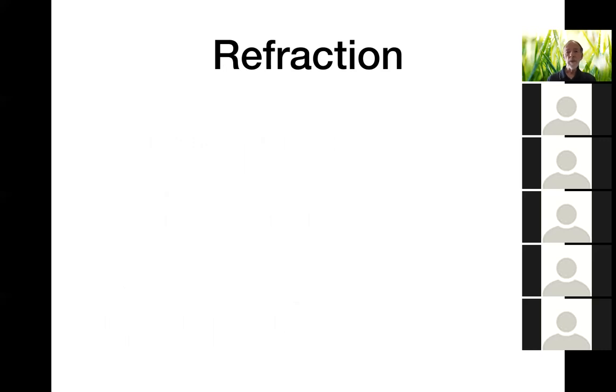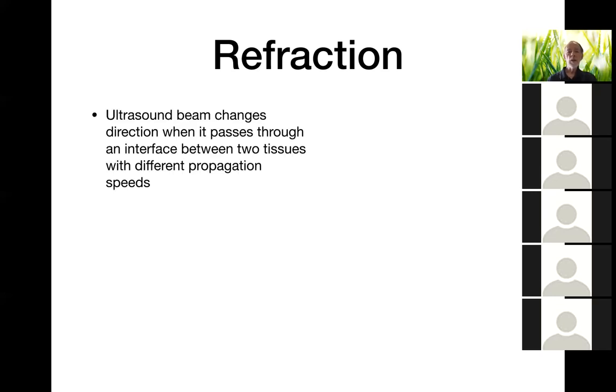So one last form of interaction between tissue and ultrasound is refraction. And this also happens with light. This occurs when the ultrasound passes through an interface between two tissues. But in this case, it's two tissues that have different propagation speeds. When I was talking about reflection two slides ago, I was talking about tissues with different acoustic impedances. Now we're talking about different propagation speeds. So whenever there is a difference in propagation speeds between two tissues, the beam will change direction as it passes from the first tissue into the second.